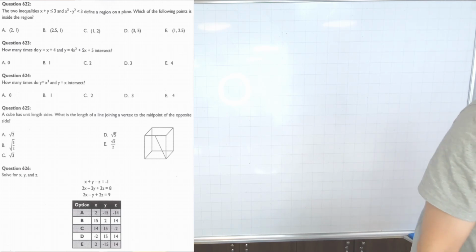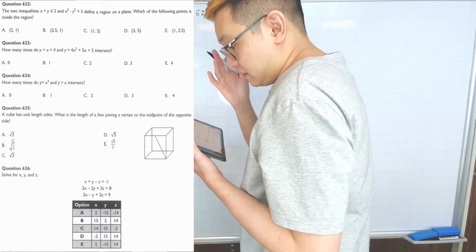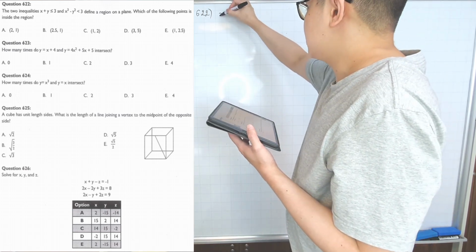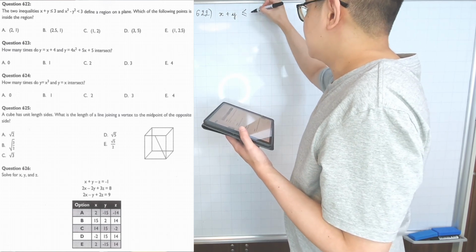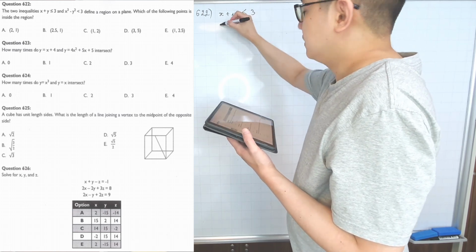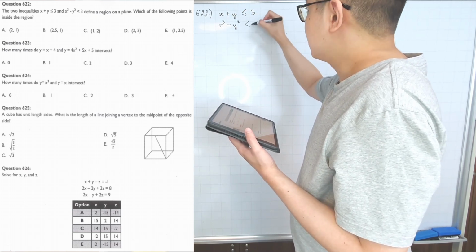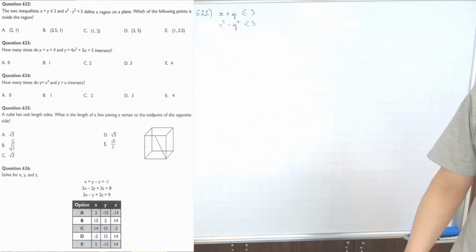Okay, question 622. There are two inequalities: x plus y is smaller or equal to 3, and x minus x squared is smaller than 3. They define a region on the plane.